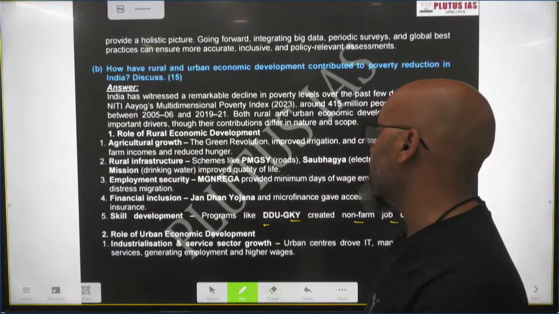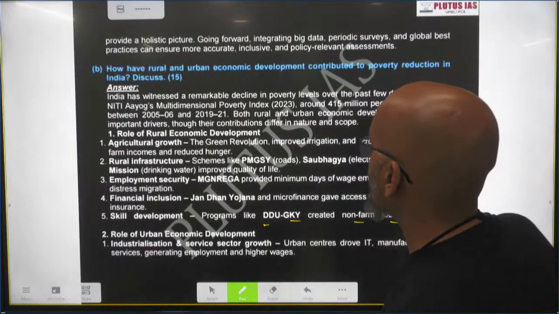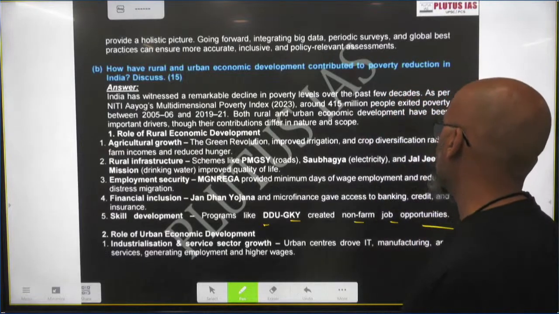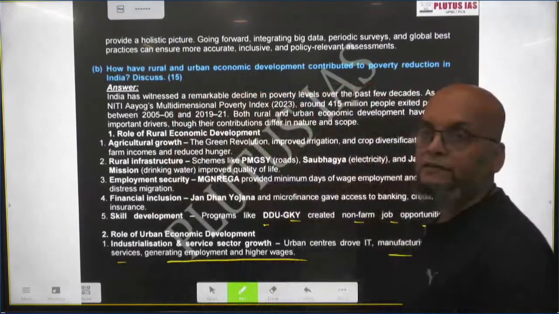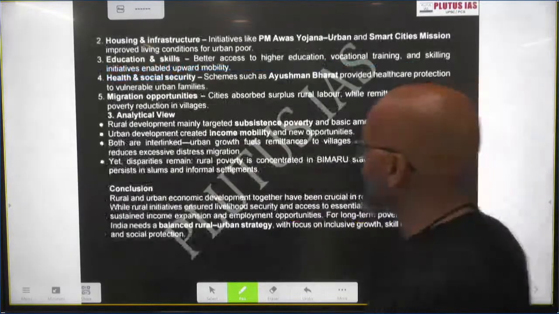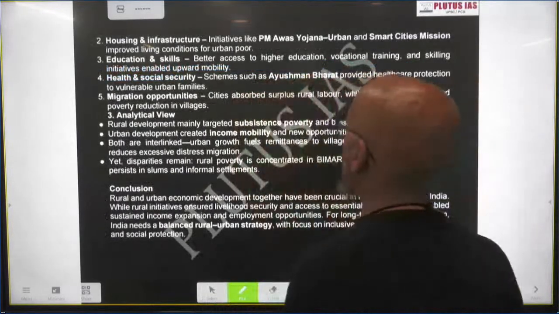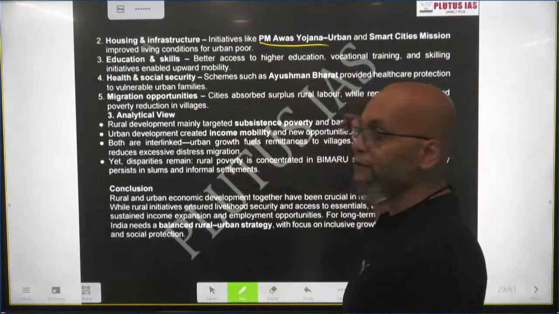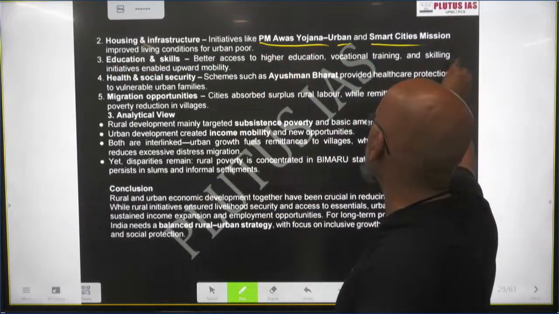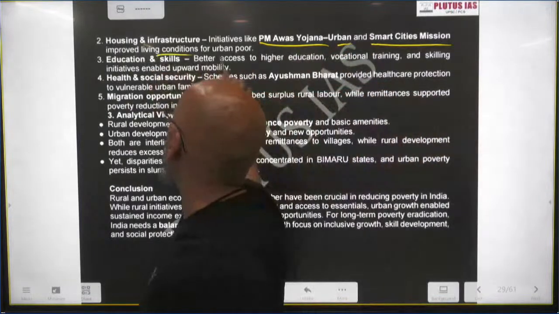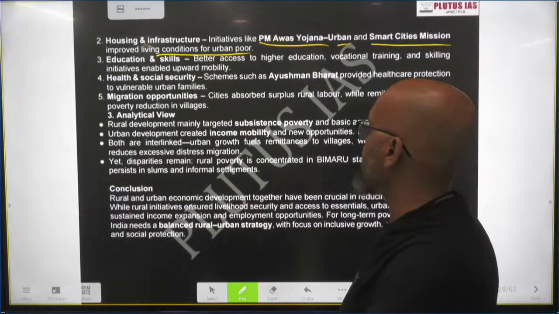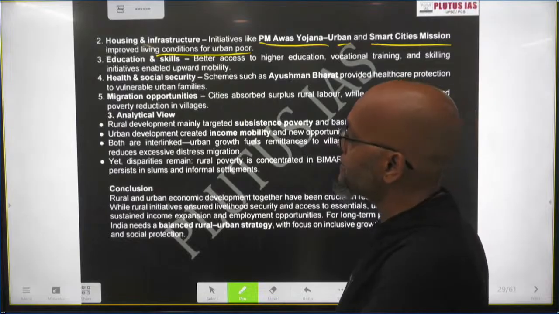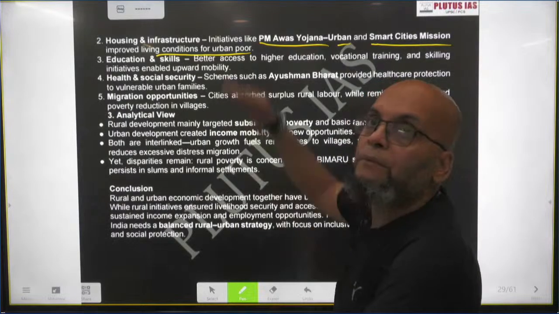Then role of urban economic development, industrialization and service sector growth. Urban centers drove IT, manufacturing and services, generating employment and higher wages. Next is housing and infrastructure. Initiatives like PM Awas Yojana, where you will get a house, and the Smart Cities Mission improved living conditions for the urban poor. Education and skills, better access to higher education, vocational training, and skilling initiatives enabled upward mobility.